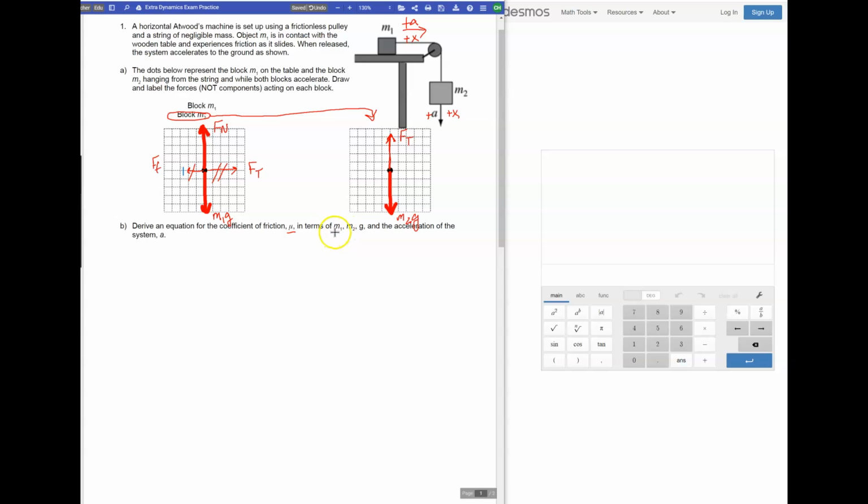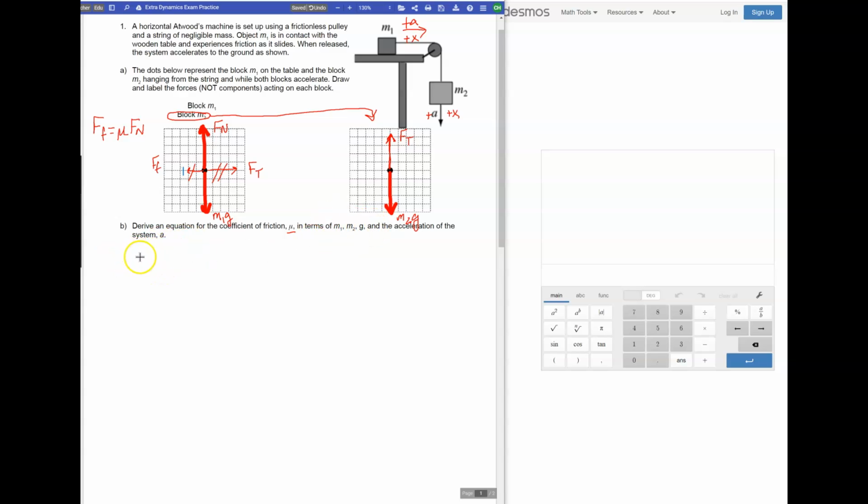Okay, now that we've done that, they want us to derive an equation for the coefficient of friction, mu, in terms of M1, M2, g, and the acceleration of the system. Let's remember the force of friction, which is on your equation sheet, is equal to mu times the normal force. Well, we have the normal force here. We know the force of friction, so we can find mu pretty easily, but you can't just solve for mu here. We have to do it in terms of M1, M2, g, and the acceleration of the system.